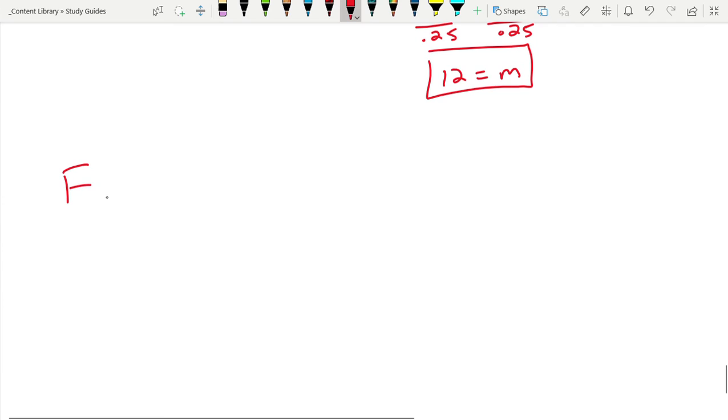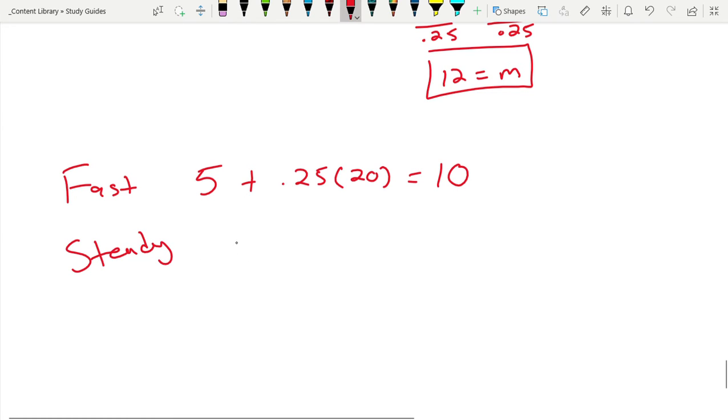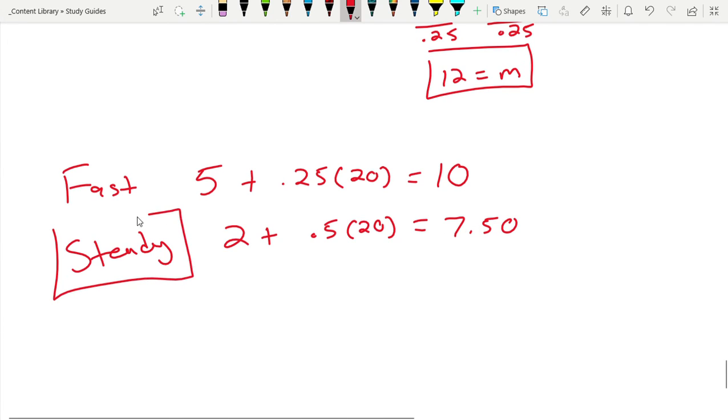So if I go with Fast Company and I go 20 miles, that's 5 plus 0.25 times 20. And if we do order of operations, that gives me $10. If I go with Steady Company, that's 2 plus 0.5 times 20, which gives me $7.50. So the company we should pick is the Steady Company, because even though we're paying more per mileage, it's still going to cost us less.